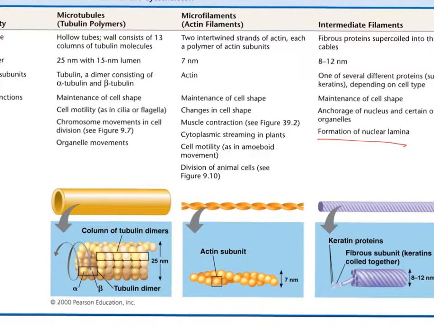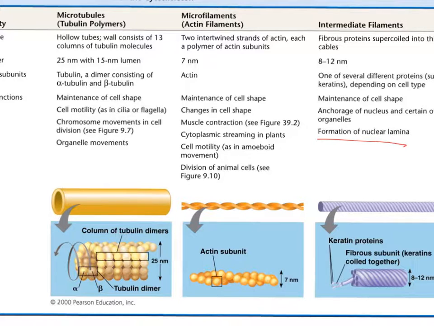So the nucleus has a shape, right? You look at cells in a microscope, what does the nucleus look like? A sphere. It's round, it's circular, right? It's pretty much that shape all the time, right? Why? Does it have to have something in it that holds it in that shape?